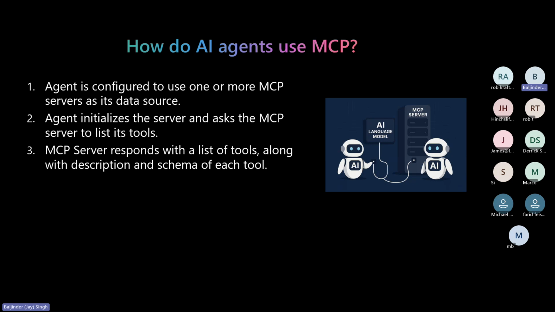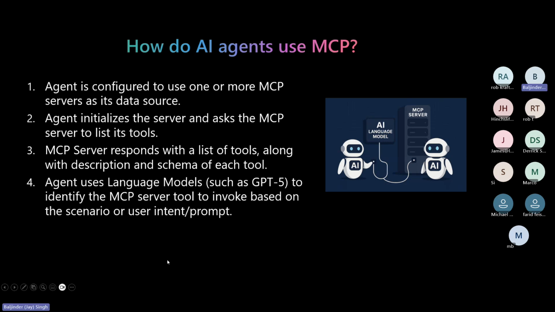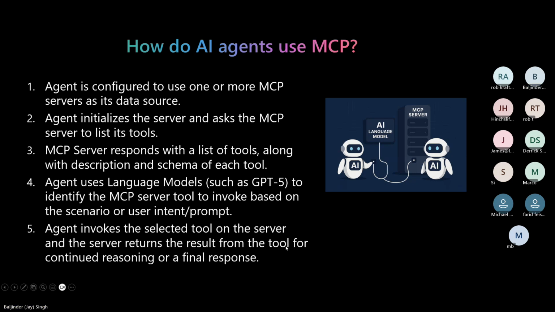And then step four is where the LLM reasons over the tool metadata and decides which tool to invoke, if any. This is where the reasoning happens. And then finally, the agent invokes the selected tool on the server, and the server returns a result from the tool. This can then go in a loop, continuing the reasoning, or lead to a final response.